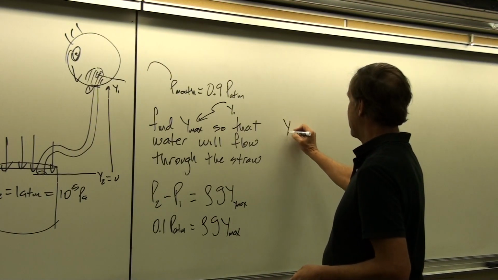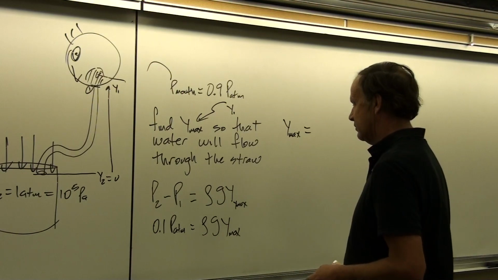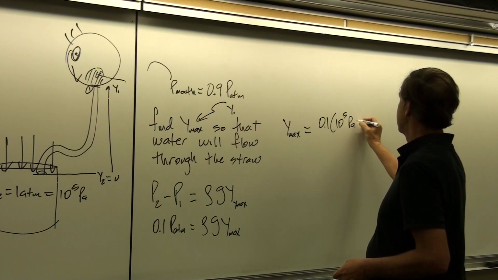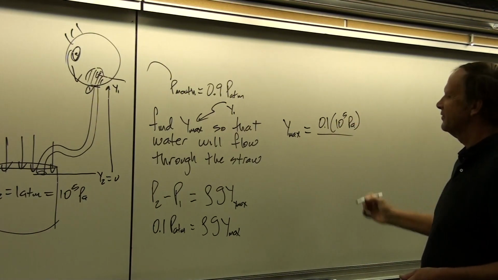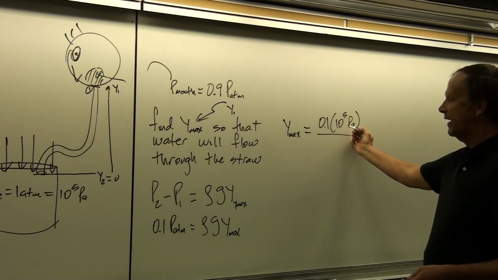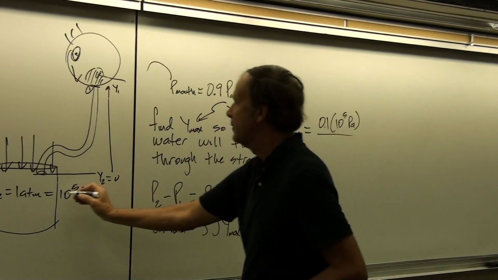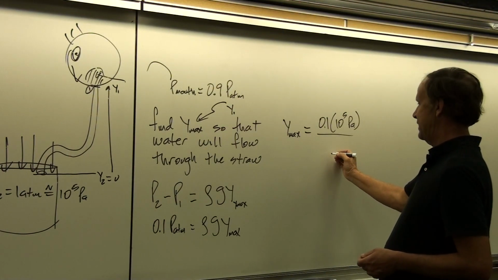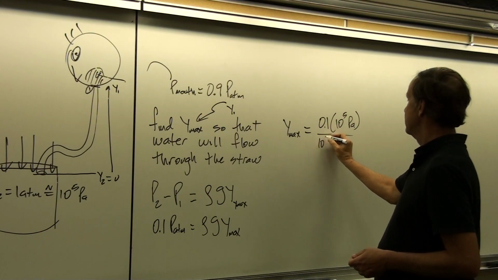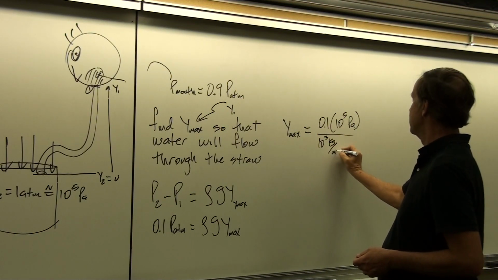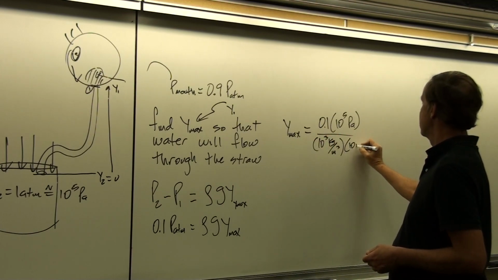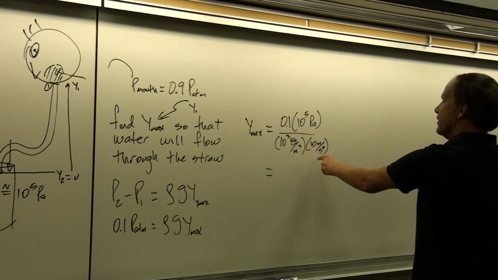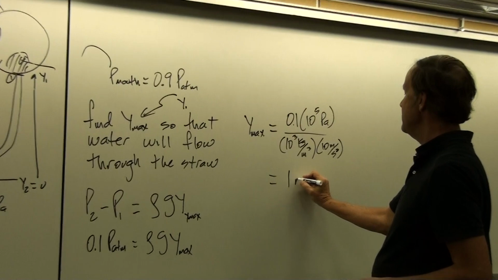Okay, so we could solve this for Y max, and that would equal 0.1 times P atmosphere, 10 to the 5 pascals. Remember, it's 1.01 times 10 to the 5, but I'm rounding it off here to 10 to the 5, approximately, to a 1% error. And then that's divided by rho, which is 10 to the 3 kilograms per meter cubed, times g, which is roughly 10 meters per second squared. Okay, so this gives me 10 to the 4 divided by 10 to the 4, which is 1 meter.